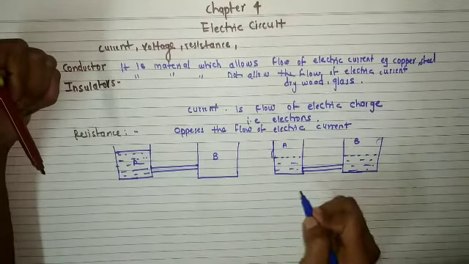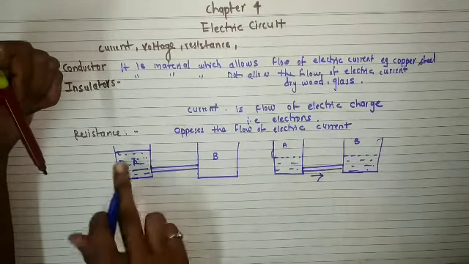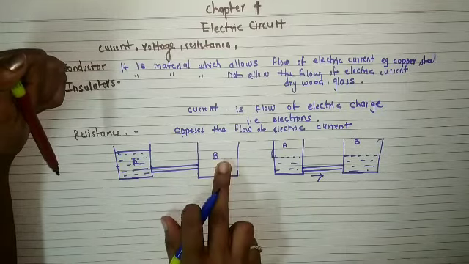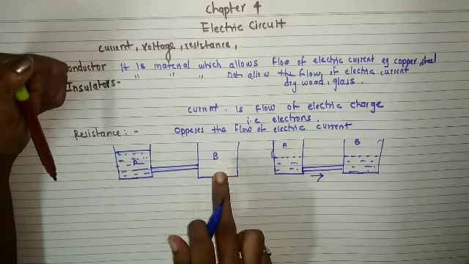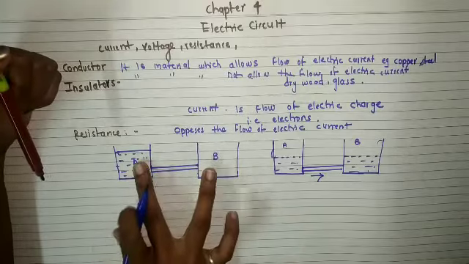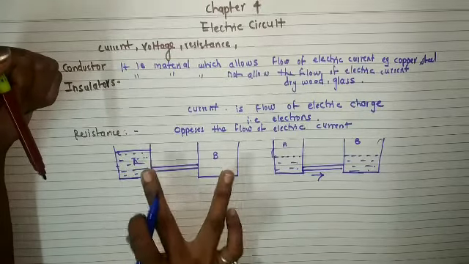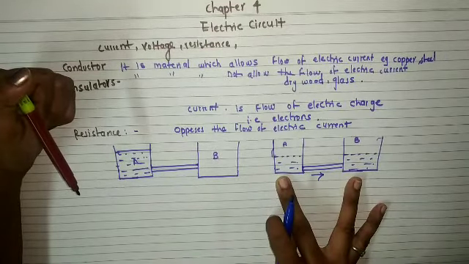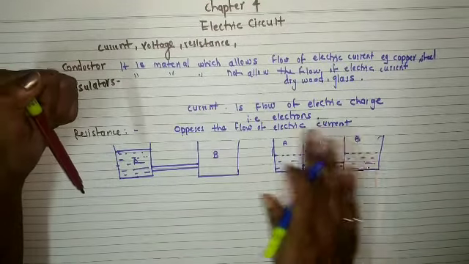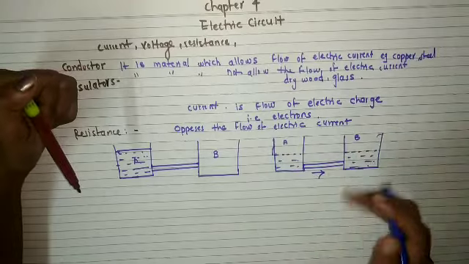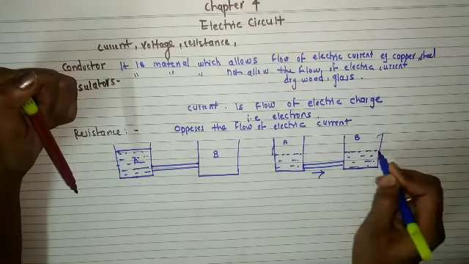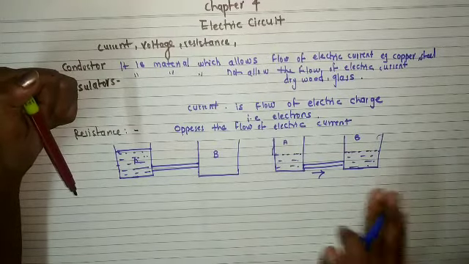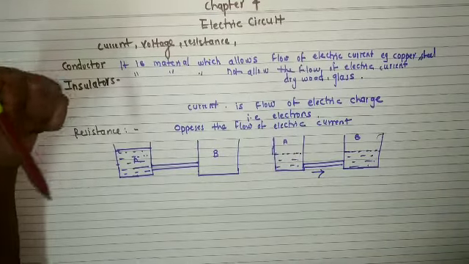So this is the flow of water through the pipe. It will come from A and flow to B until these two vessels' water levels become the same. Once the water levels become the same, it will become constant, so the water flow will stop. When both water levels become the same, the flow of water will stop.